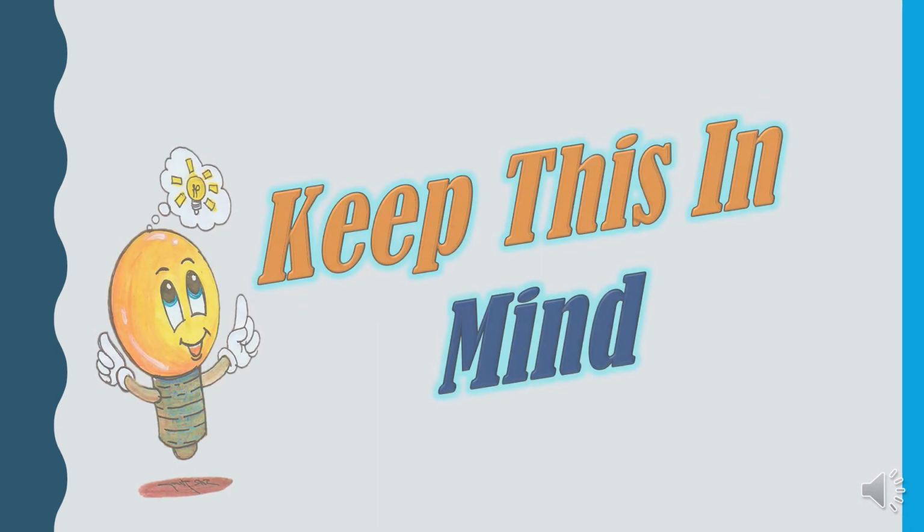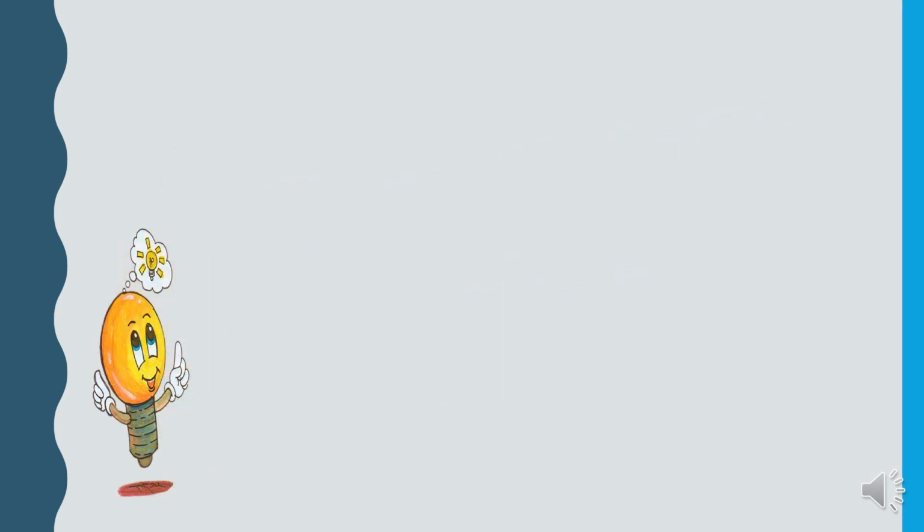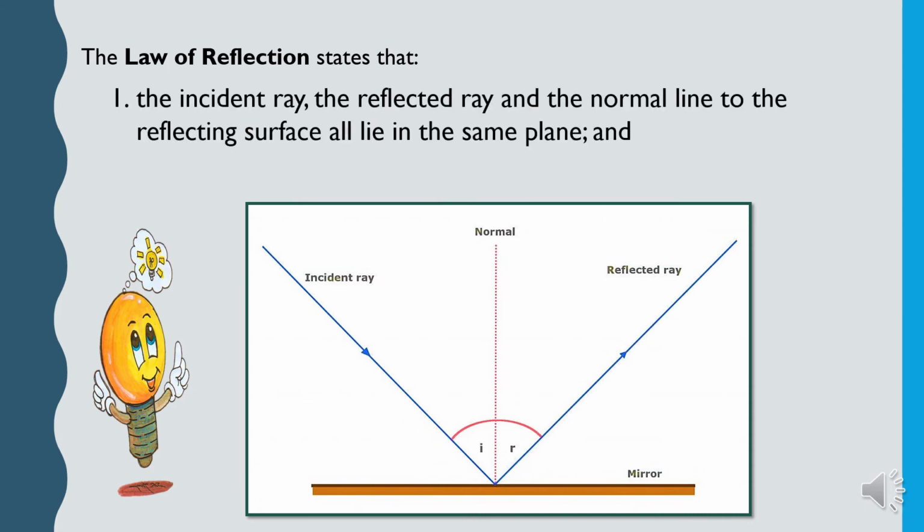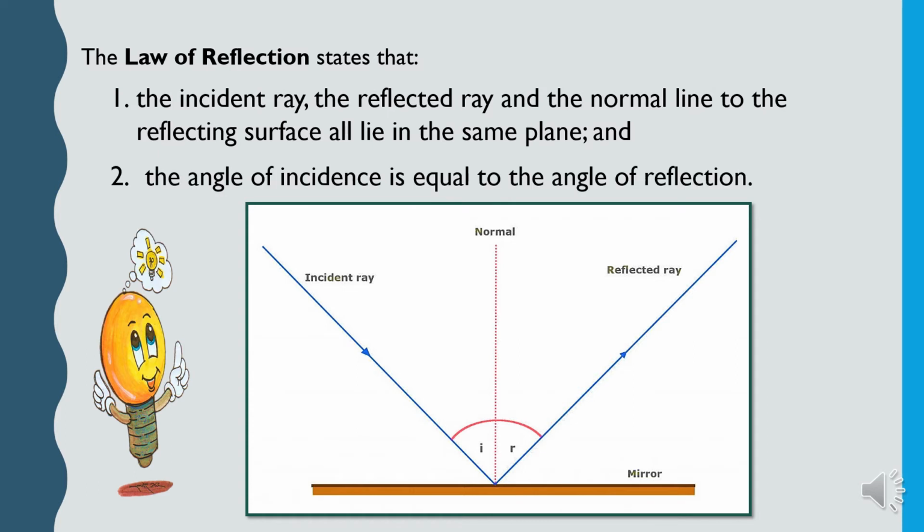Now, I want you to listen, focus your attention, and keep this in your mind. The law of reflection states that the incident ray, the reflected ray, and the normal line to the reflecting surface all lie in the same plane, and the angle of incidence is equal to the angle of reflection.